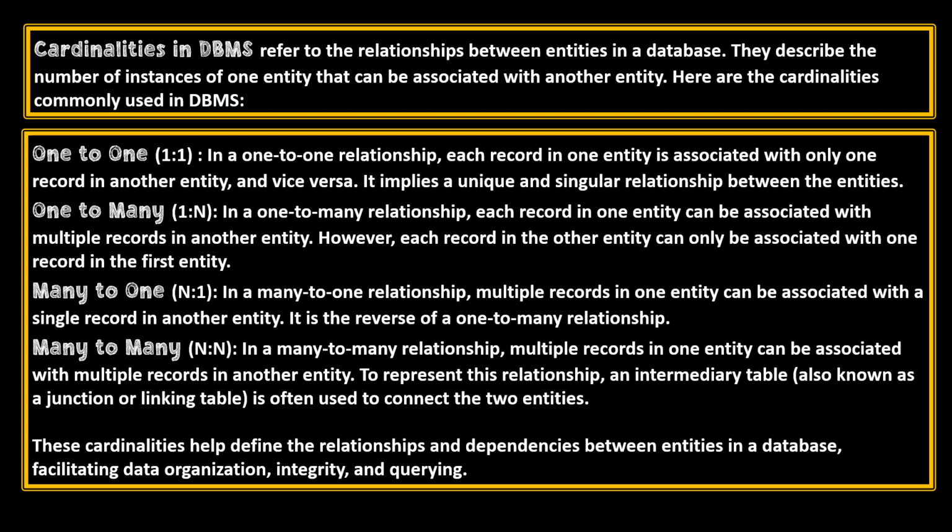Many-to-1, n:1. In a many-to-one relationship, multiple records in one entity can be associated with a single record in another entity. It is the reverse of a 1-to-many relationship.